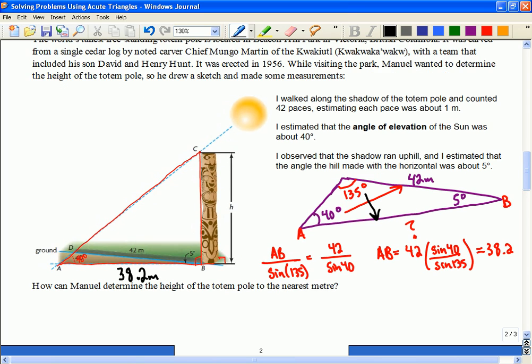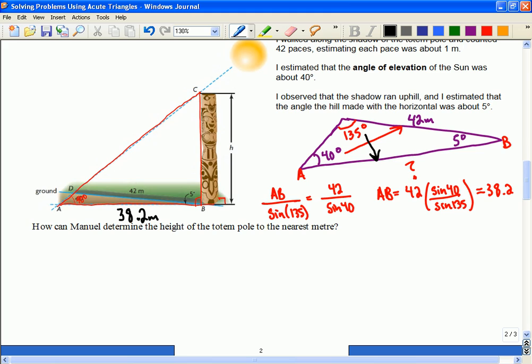So keep going with it then. Tell me what else I should do. We've got 40 here, 90 there. Actually, we don't even need any more angles, but you're right. We could go 180 minus 90 minus 40. If you like, you can add 50 to the top angle here. How are you going to find the height, though? What are you going to do?